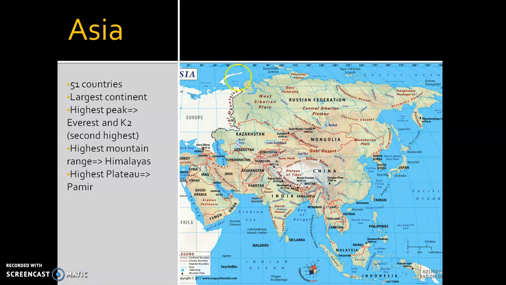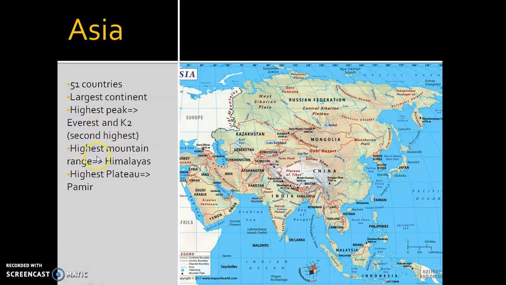The highest mountain peak in the world, that is Mount Everest, and K2 the second highest. Both of these mountain peaks are in the continent of Asia. Everest, which is 8,848 meters above sea level, is situated in Nepal. K2 is in India and is part of the Karakoram mountain ranges. So Everest is part of the Himalayan mountain ranges, while K2 is part of the Karakoram mountain ranges.